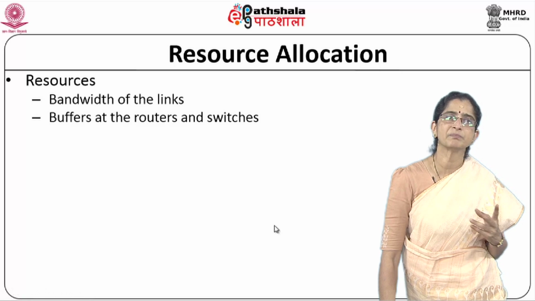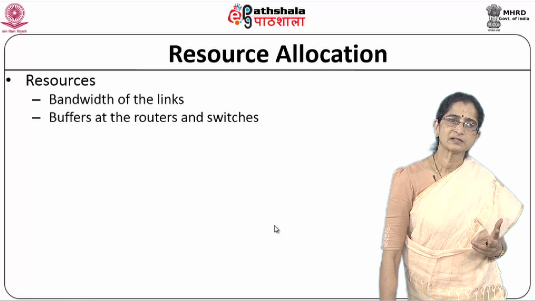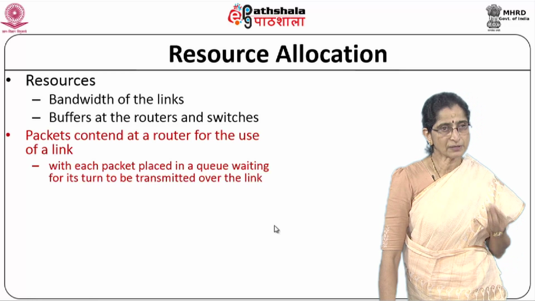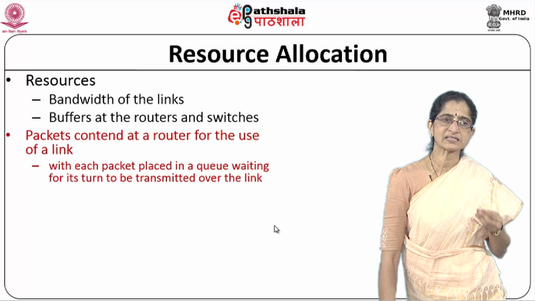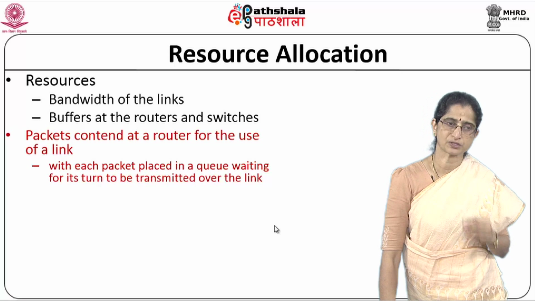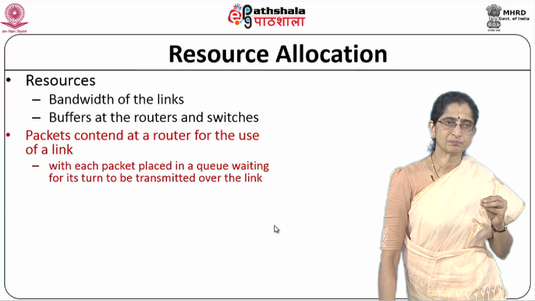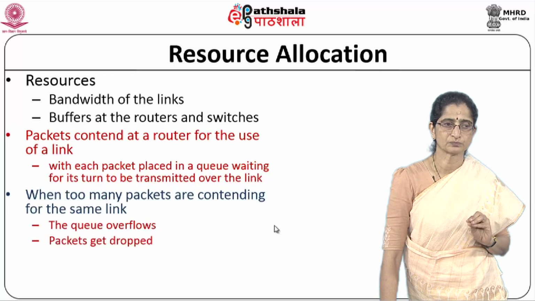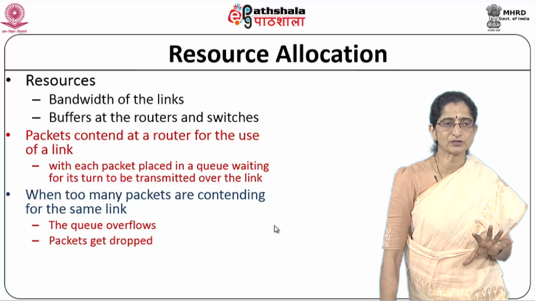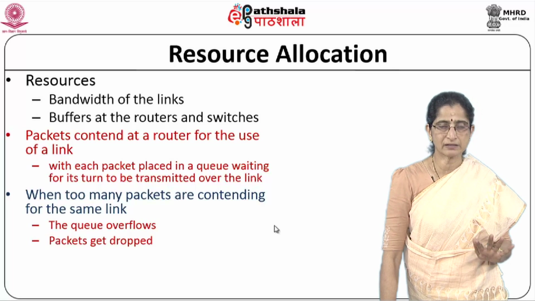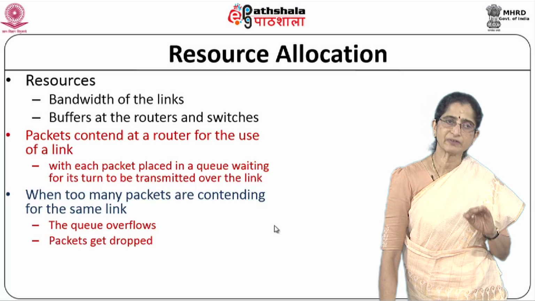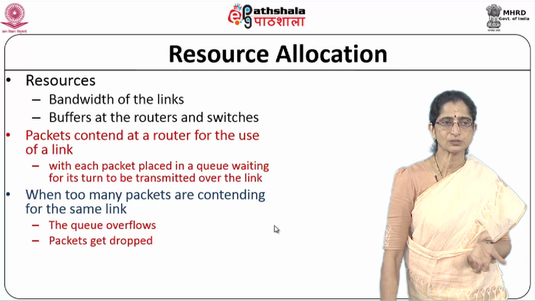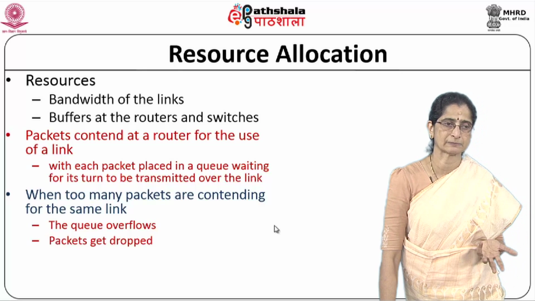So when we talk of resource allocation in a network, what exactly are the resources? Basically two: one is the bandwidth of the links, and second is the buffers that you have at the routers and switches. Typically, packets contend at a router for the use of a link, and when each packet comes in, it is placed in a queue. If there is already something being transmitted, it goes and sits in a queue. When too many packets are contending for the same link, the queue keeps getting filled up, and if a packet comes in when it is full, the queue will overflow and a packet will have to be dropped. That will lead to loss of data, loss of packets.